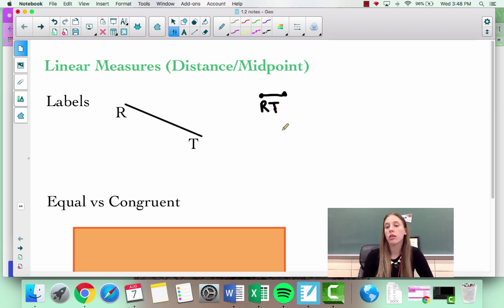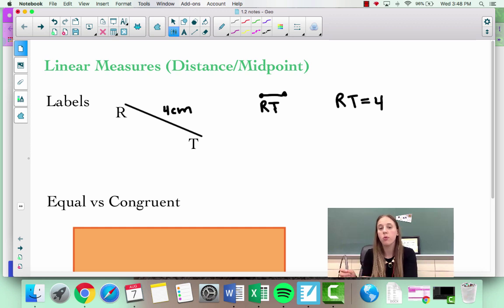If I'm actually talking about the length of the segment, so maybe I said that the length of RT was 4 centimeters, then I do not use the symbol above. So RT equals 4 would be referring to the length. The segment symbol is talking about the actual segment itself, whereas without the segment symbol is talking about the measurement. So that's very important. Later when we get into proofs, it'll be important to be able to switch back and forth between those in order to go through your steps.